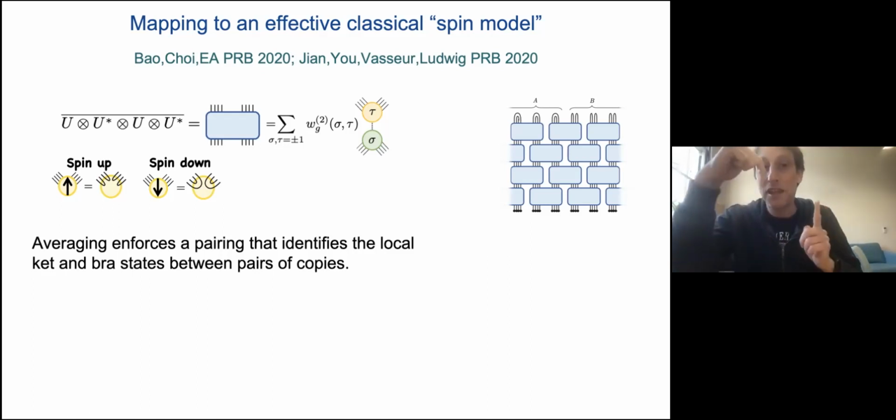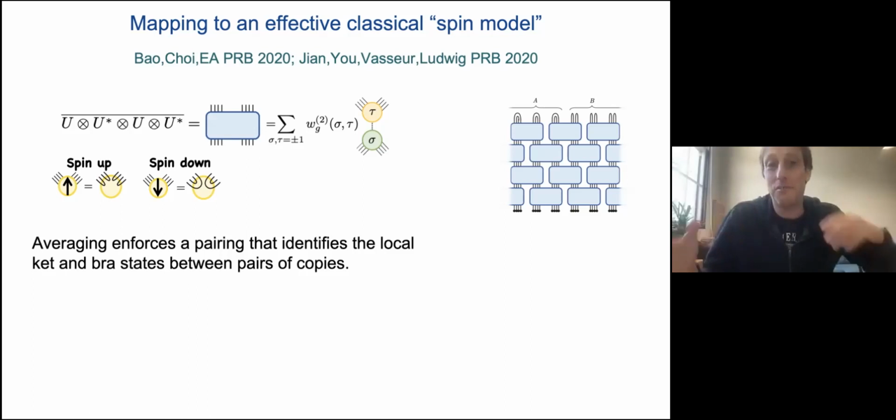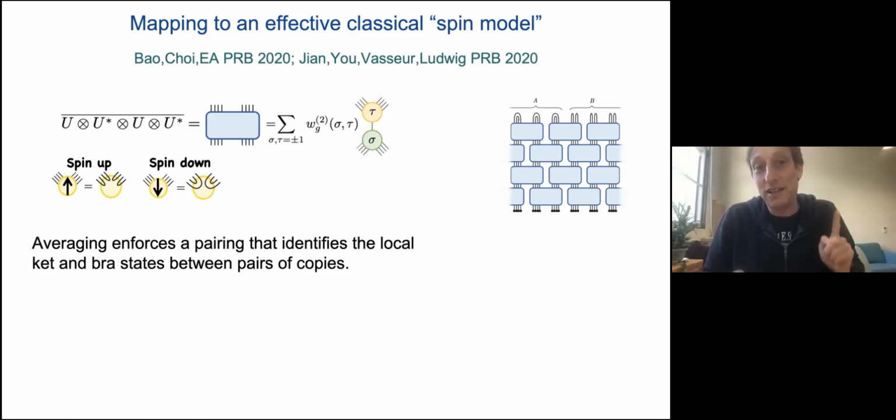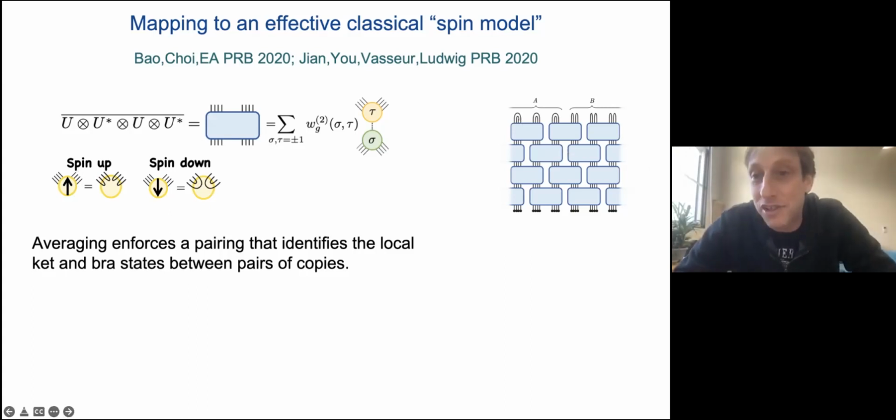So I can identify the paths, right? The evolutions are the same, but I'm looking at quantum mechanics, so there are many different paths I can take. If I identify the path of the forward and backward evolution in the same copy, I call that a spin up. If I identify the forward and backward evolution in different copies, then I call that a spin down. That's the only degree of freedom I have now. So I've mapped this contraction of the tensor network to summing over all the possible configurations of these classical spins.